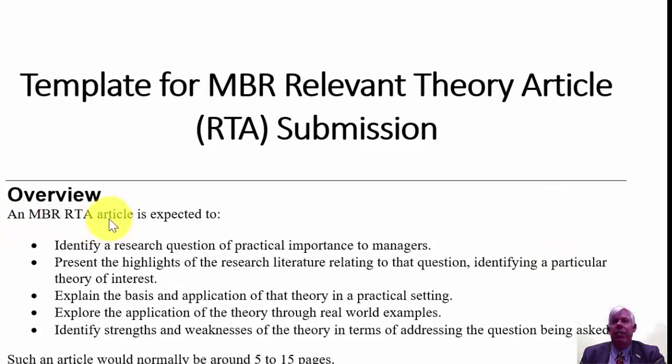The relevant theory article is expected to identify a research question of practical importance. You need to have some problem that managers actually want to solve. Present highlights of the literature relating to the question, but this is not a full literature search. You can talk about how you researched the literature in the review appendix that's submitted along with the article. Explain the basis and application of the theory.